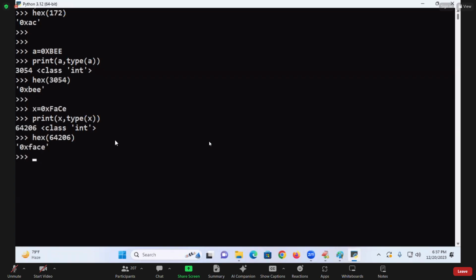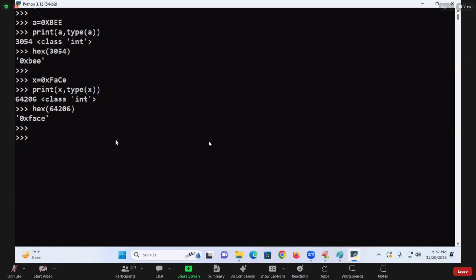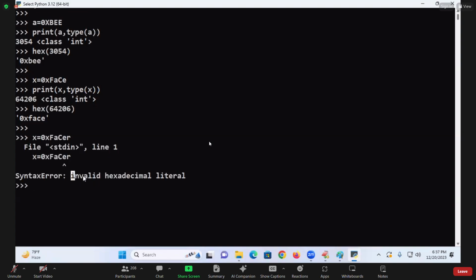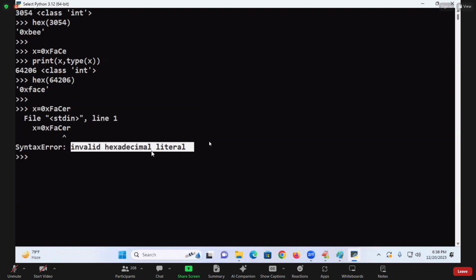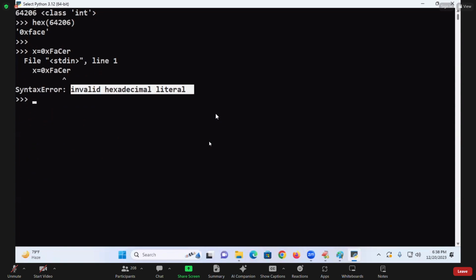Now students, one question. x is equal to 0xFACER. Valid or invalid? Good. Why invalid? R is not there in hexa. Only A to F is available. So it is called what? Invalid hexadecimal literal. Please improve your vocabulary to speak long sentences. R is called an invalid hexadecimal literal. Understand, students? Now I am going to enter into one very recent question.